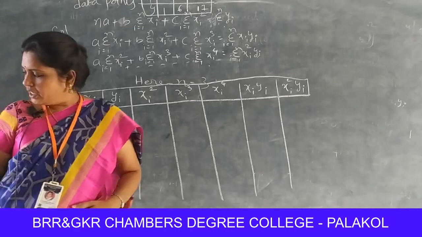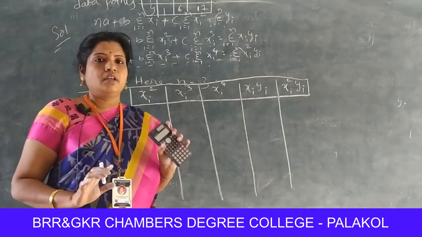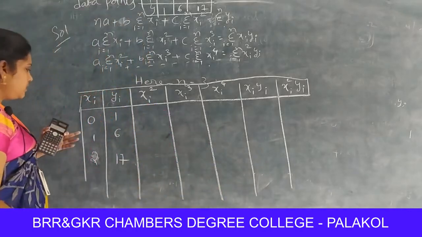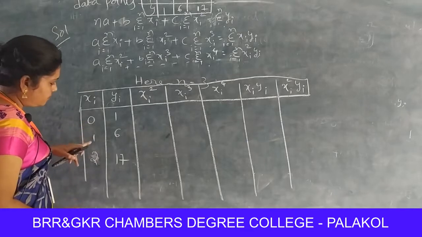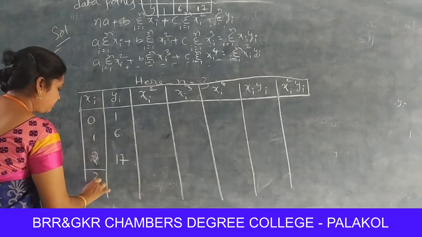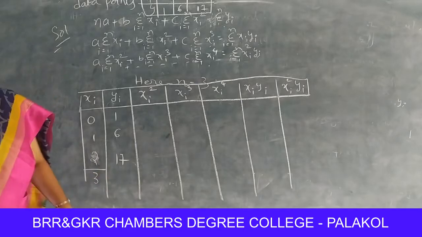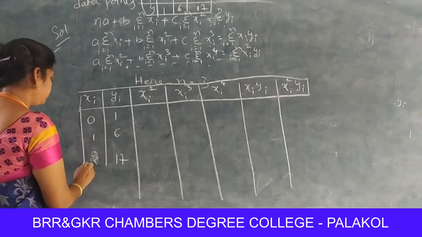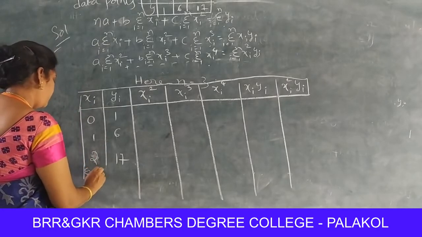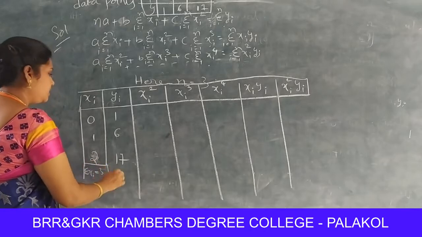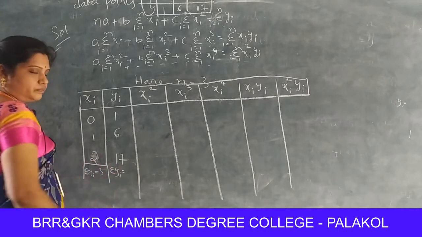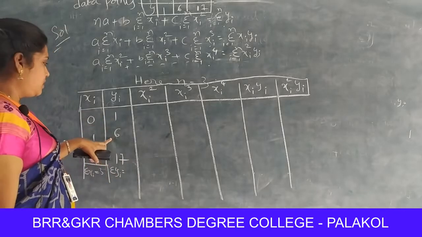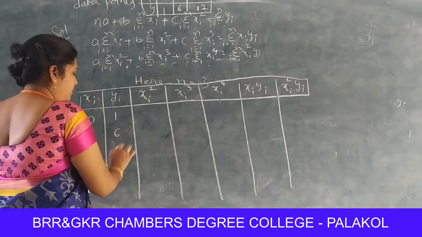Now, by using a scientific calculator, evaluate the sum of the values. Here the ordinates are very simple. So, 0 plus 1 plus 2, that is 3, so summation of xi is 3. Next, summation of yi: 1 plus 6 plus 17, that is 24.